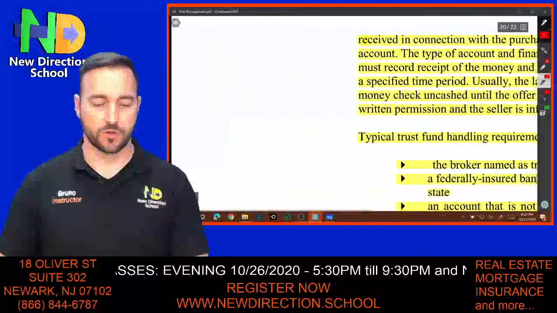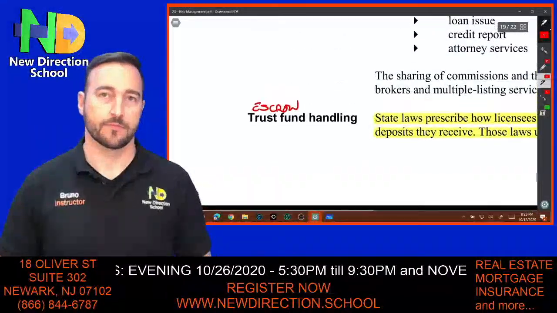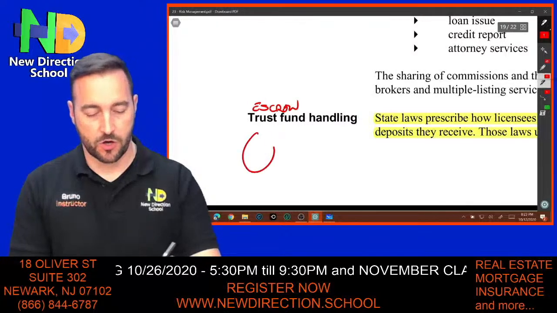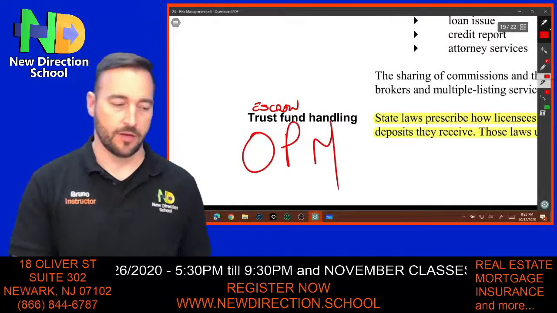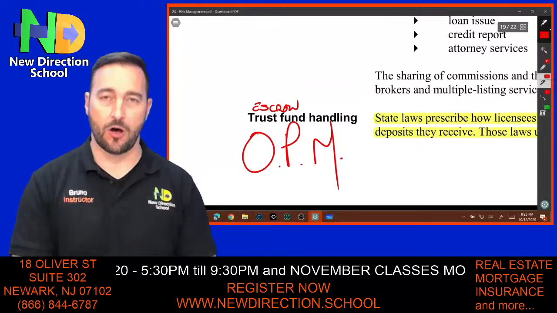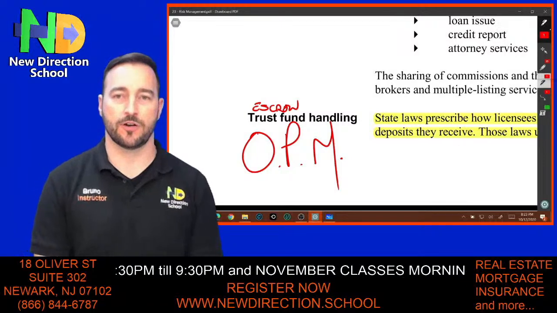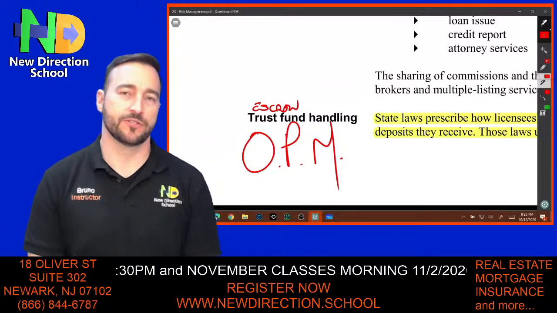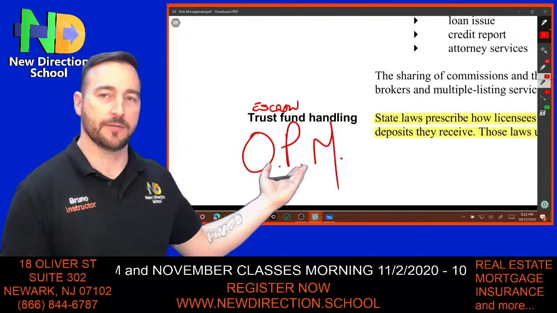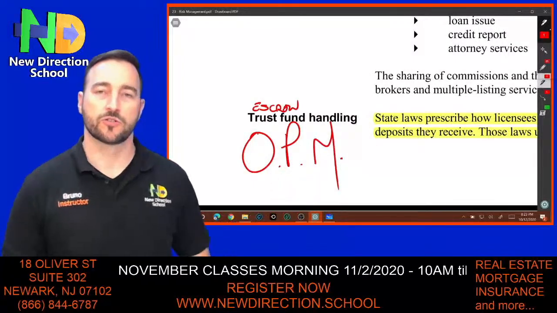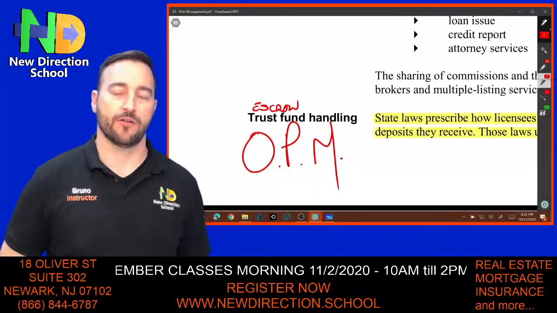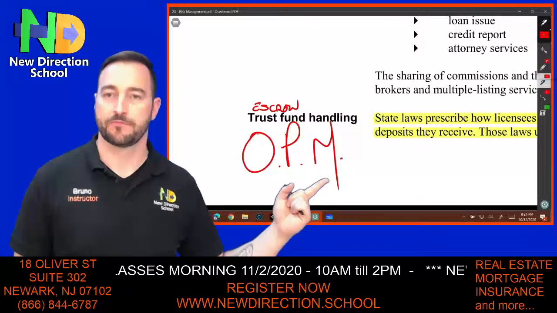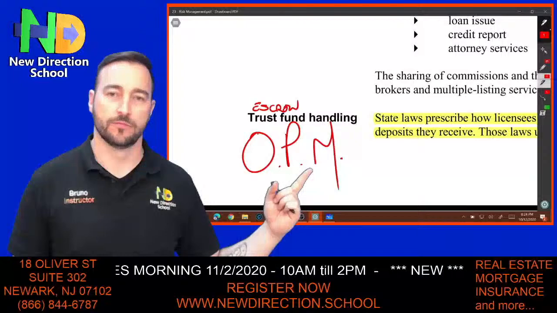Right here, going back up to trust fund handling, I want you to write OPM. This is and will always be my favorite drug, right? And realtors, that's what we do. We use other people's property and other people's money, right? So it goes into the escrow account. Escrow means third party. In this case, third party's monies. So it does not belong to you.